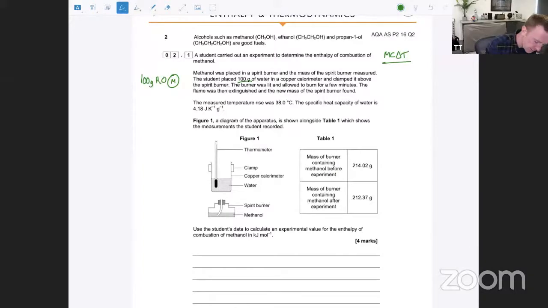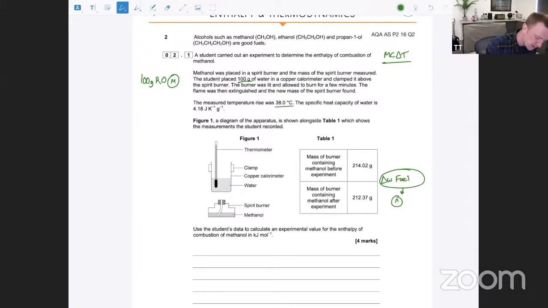Clamped it to the spirit burner. The burner was lit and allowed to burn for a few minutes. The flame was then extinguished and a new mass of the spirit burner found. So we've got the change in mass of the fuel here. Okay, so that's what we've got. We can work out the difference in mass. That was the mass of fuel used. And of course, if we've got the mass of fuel used, we can find the number of moles. That's going to be our last point there.